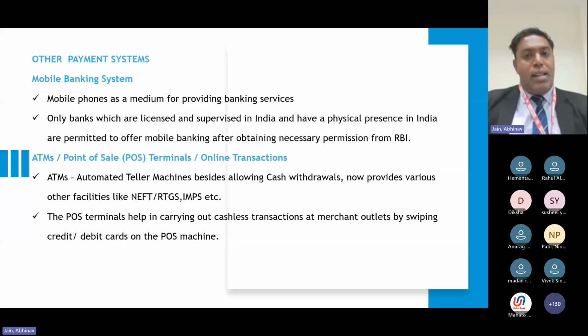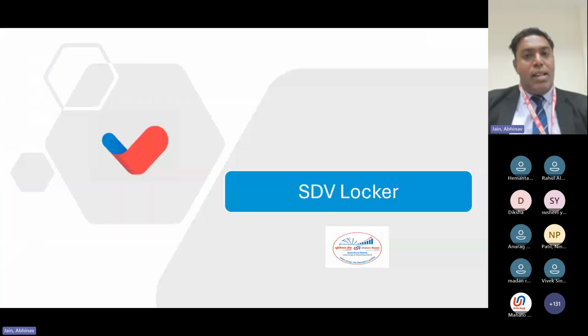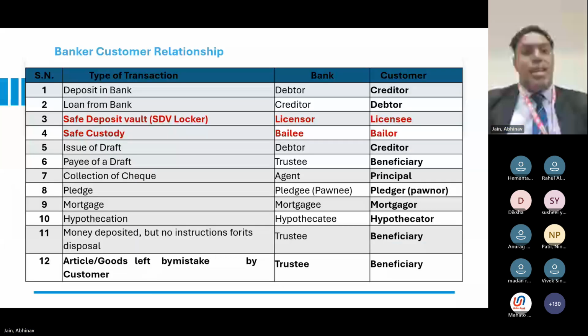Now, let us move to another important aspect, that is the Safe Deposit Vault Locker, SDV Locker. First of all, let us understand the banker-customer relationship in a few cases. Let's say a customer is depositing some amount in the bank. In that case, the banker is debtor and the customer is creditor. If a customer has taken a loan from the bank, the banker is creditor and the customer is debtor in this case.